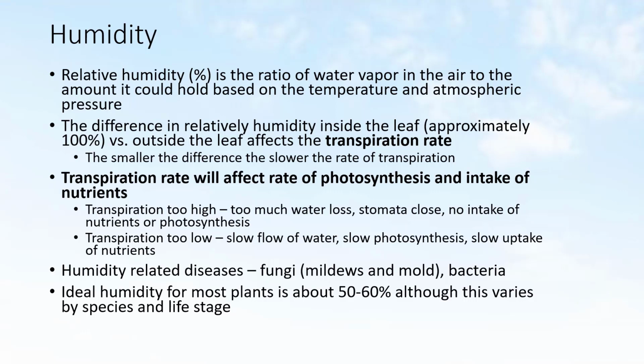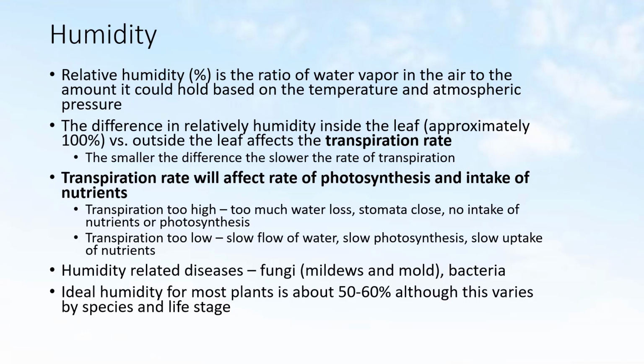So if we're talking about humidity, relative humidity is the ratio of water vapor in the air to the amount of water vapor it could hold based on the temperature and atmospheric pressure, right? So if we had 75% humidity, that means that, say, the air could hold 4 kilograms of water, and it's currently holding 3 kilograms, right? You would divide 3 by 4, and that's 75%. So it's holding 75% of the maximum amount of water that it could hold in the air.